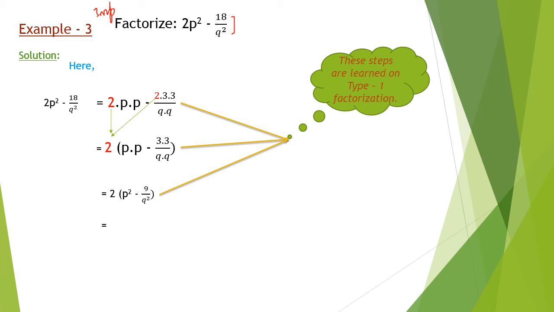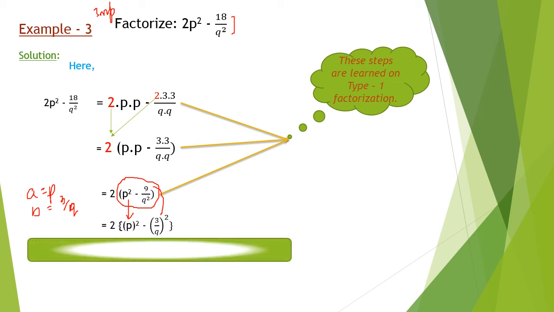Now let's proceed further. Let's express this algebraic expression in the form of a difference of squares. See, p square is written as (p) whole square, and 9 by q square: 9 is a square of 3 and q square is a square of q. So it is written as a single term. Now what is a? You can easily guess our a is p and b is 3 by q. If you can find the value of a and b easily, then you can solve the problem easily.